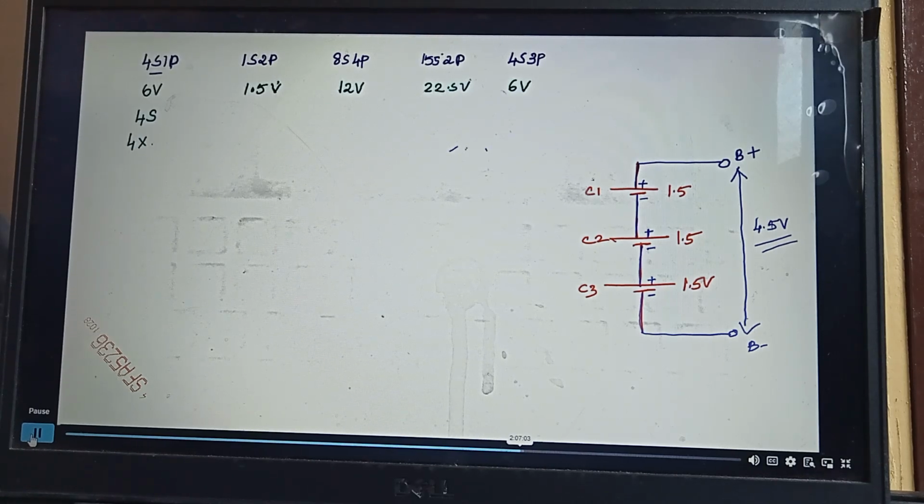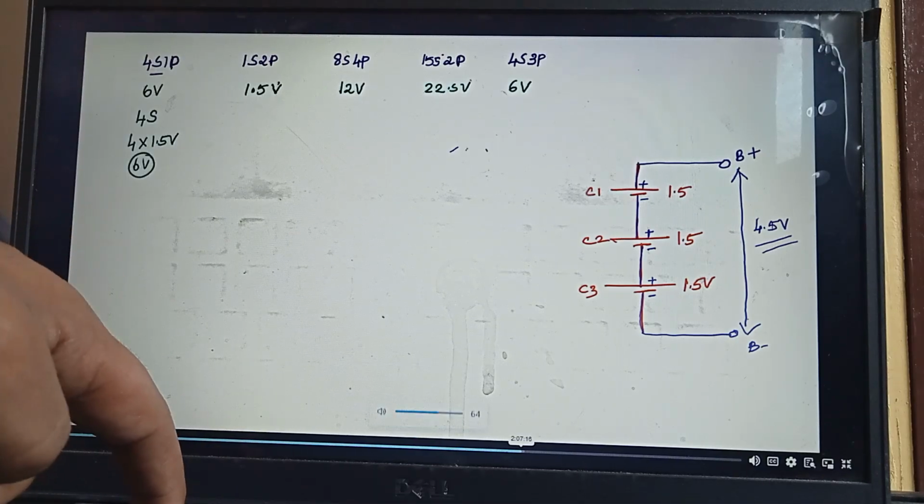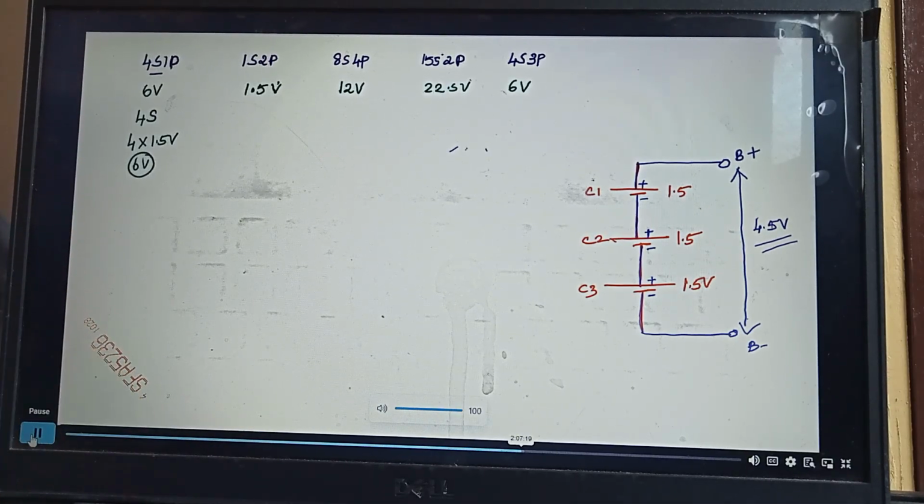So 4 into 1.5, which is 6 volt. Let us not worry about the current right now. Okay, don't worry about the current. We are only solving for voltage. When the Ah comes, I'll tell you.